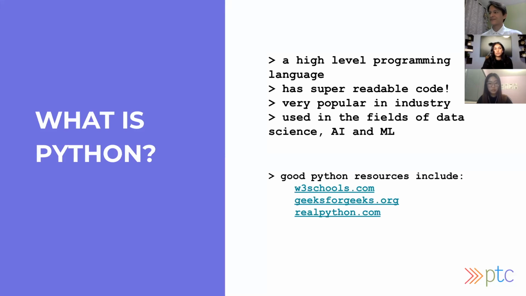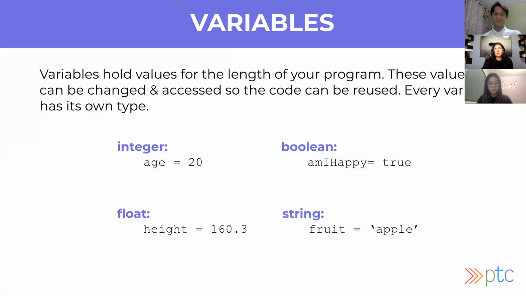Now, let's dive into the details. The first thing we're going to cover are variables. So variables hold values so you can access and reuse them. The compiler, which is what we'll be running our code in, holds the variable in its memory as long as the compiler is running.